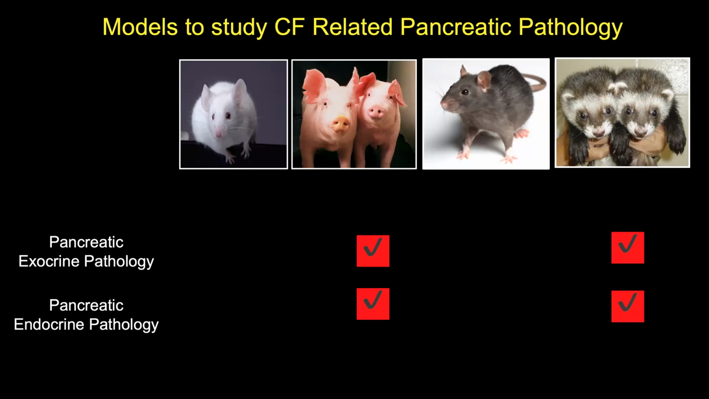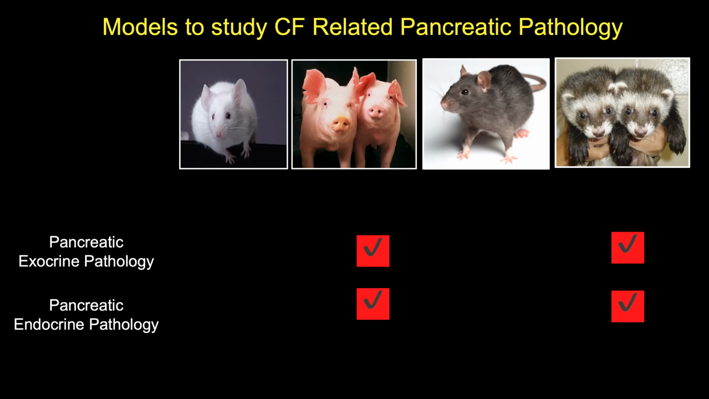Animal models used to study the effect of CF in various organs include the traditionally used rodent models like the mouse and the rat. But pigs and ferrets have gained more prominence in recent years for their resemblance to the CF-induced pathology observed in humans in various organ systems. CF rodent models show little to no damage in the pancreas.